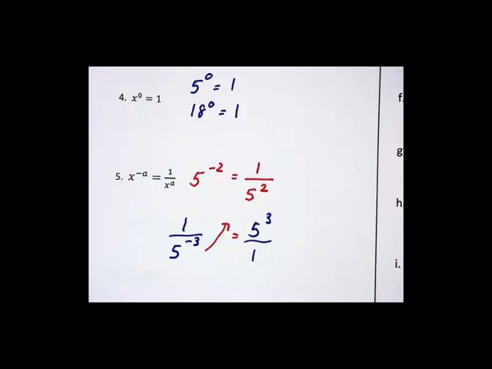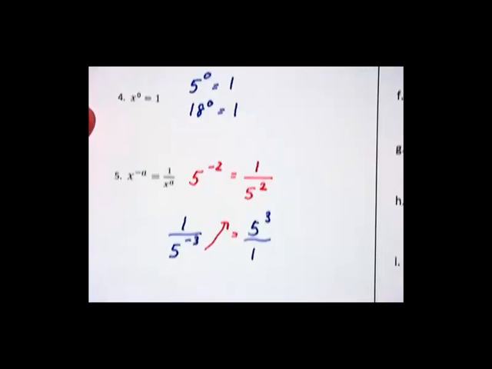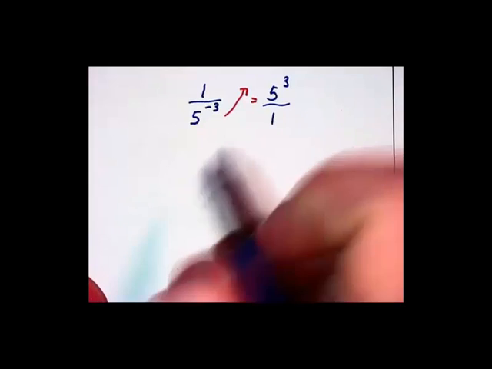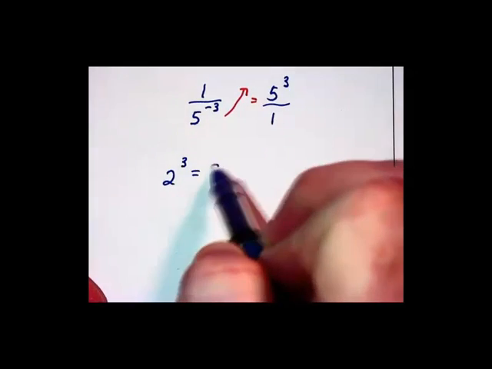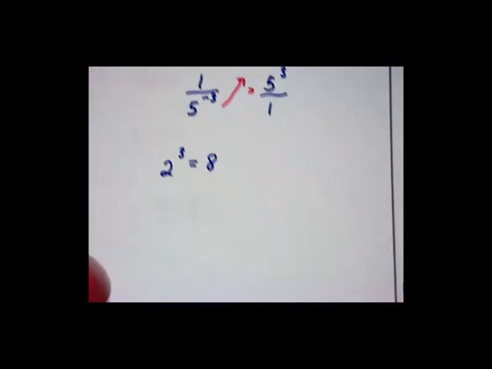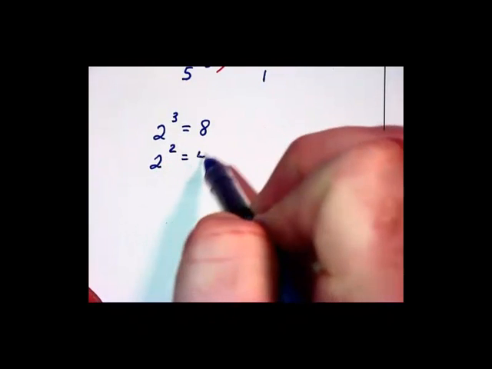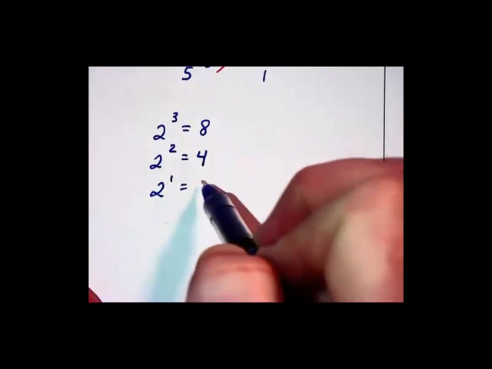Okay? Now let's talk a little bit about these two properties and why x to the 0 is equal to 1. And I'm not going to give you a proof, but I'm going to give you an illustration. We all know that 2 to the 3rd power is equal to 8. 2 times 2 times 2 is 8. We also know that 2 to the 2nd power is equal to 4. 2 to the 1st power is equal to 2.